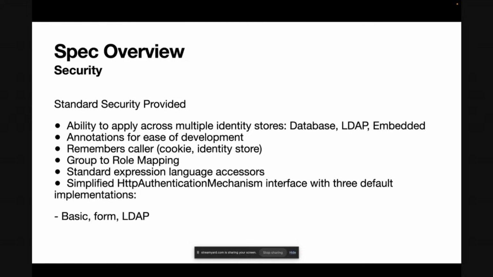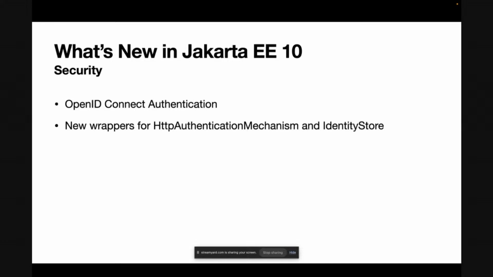It allows for easy group to role mapping, uses standard expression language for accessors, and there's a simplified HTTP authentication mechanism interface now, and this can be used with basic, form, or LDAP. Now, in Jakarta EE 10, there's a new ability to utilize OpenID Connect, which is great for all those who use this out there in the real world, and new wrappers for the HTTP authentication mechanism and the identity store.